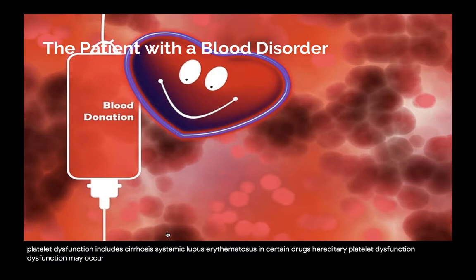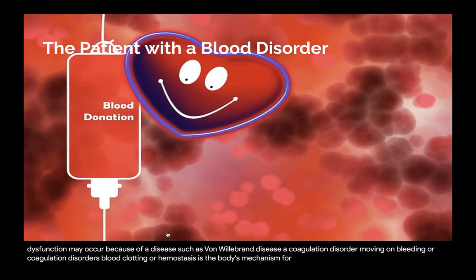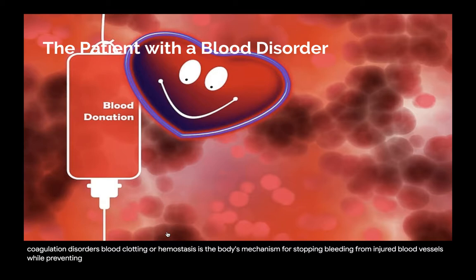Dysfunction may occur because of a disease such as von Willebrand disease, a coagulation disorder. Moving on, bleeding or coagulation disorders. Blood clotting, or hemostasis, is the body's mechanism for stopping bleeding from injured blood vessels while preventing intravascular clots, which can cause serious health problems.